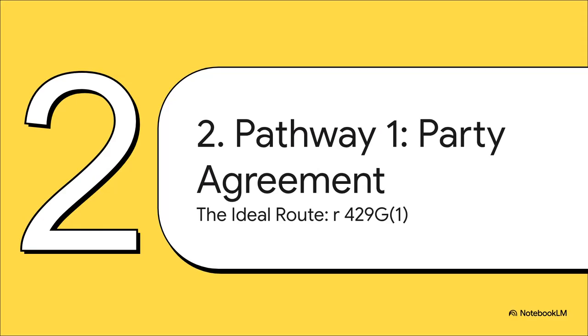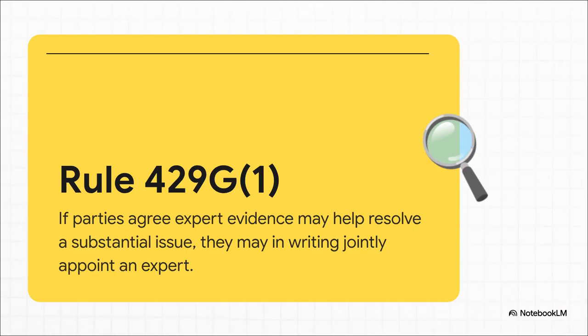Let's kick things off with the first, and let's be honest, the most collaborative option. This is Pathway 1, found in Rule 429G, Subrule 1. This is the joint agreement route, and it's the one the courts really want you to take. Now, on the surface, Rule 429G1 sounds pretty simple, right? You and the other side agree an expert would be useful, so you just appoint one together. It's efficient, and it helps avoid that whole battle of the experts thing.